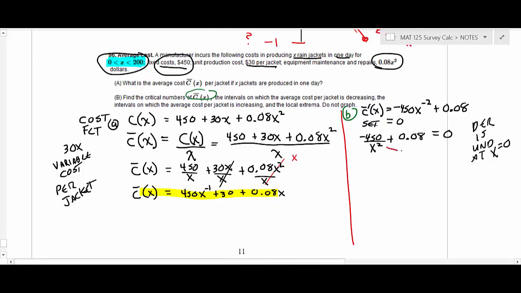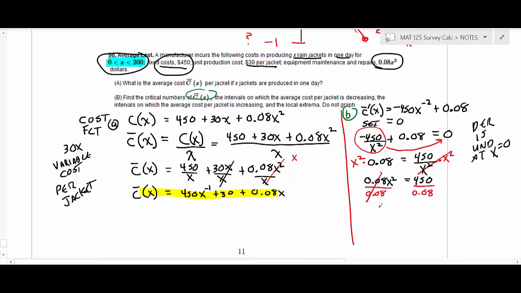There are several ways you can do this. What I'm going to do is move this whole quantity to this side. So I'm going to get 0.08 is equal to positive 450 over x squared. Okay, how do you solve this equation now? Get rid of the fraction, so multiply both sides by x squared. Then what you're going to end up with is 0.08x squared equals 450. Then I can divide both sides by 0.08.